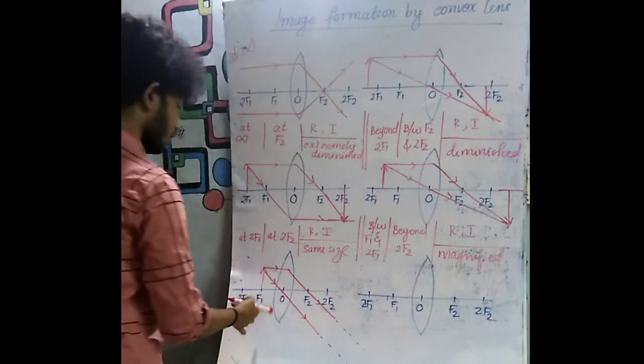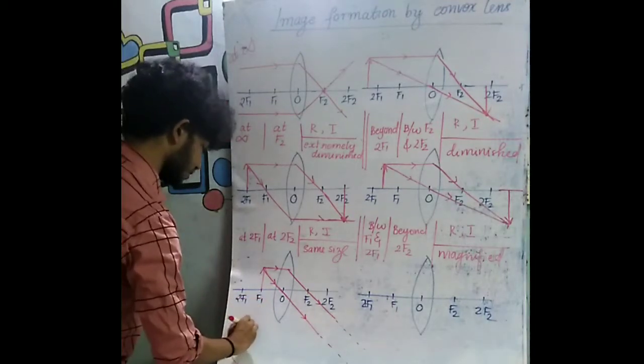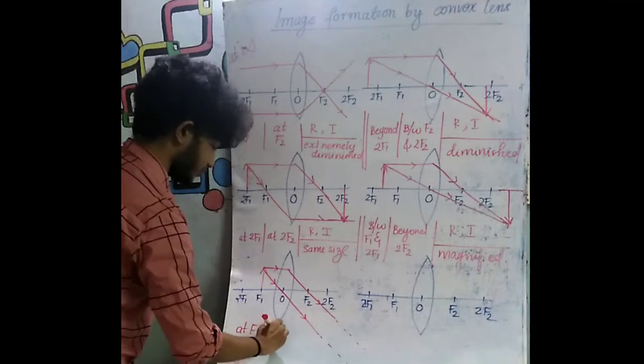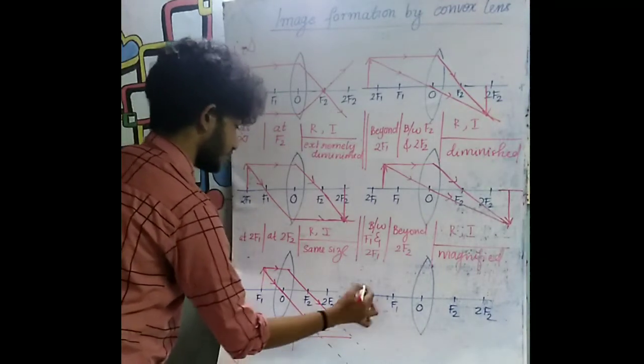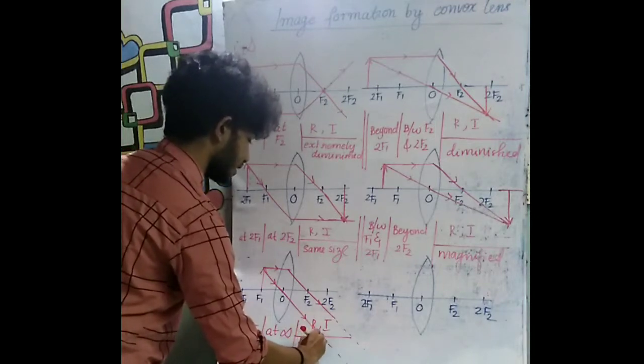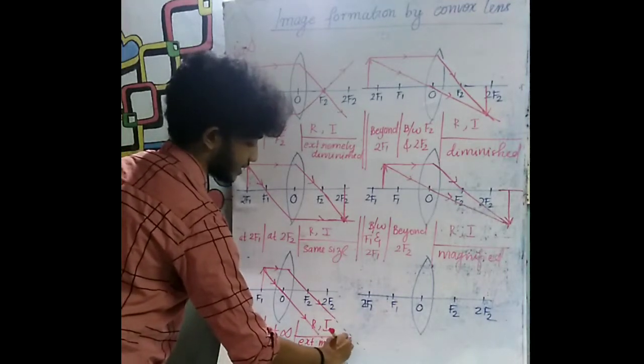So where are we placing the object? At f1, image is formed at infinity, the nature is real and inverted, and the size will be extremely magnified in size.